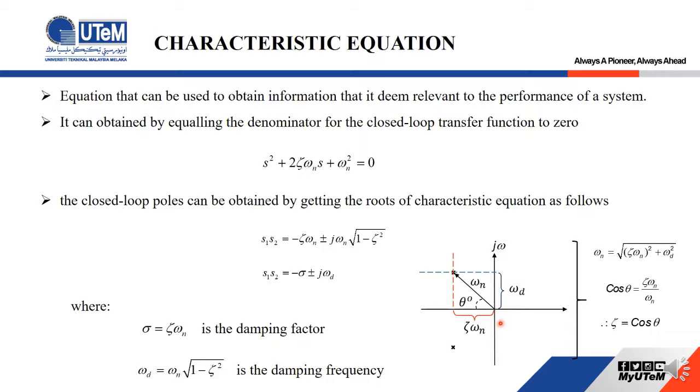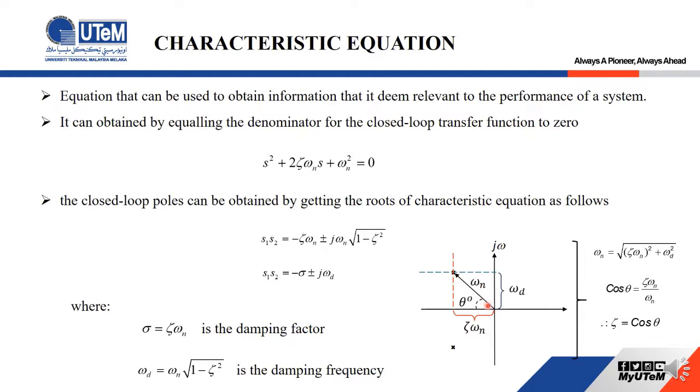As you can see from this s-plane, the distance from the origin to this point refers to the zeta omega n value, and the distance from this point refers to the omega d value. That means zeta omega n refers to the real value and omega d refers to the imaginary value of the system. The distance from the origin to this pole is omega n. Omega n is the natural frequency.